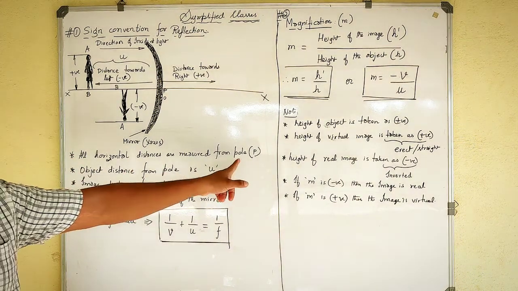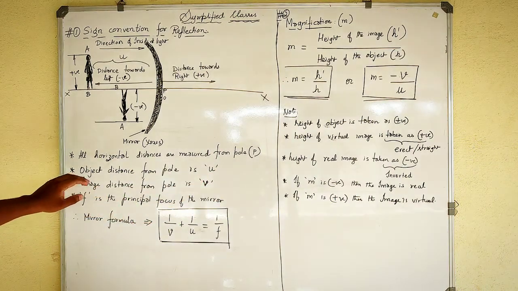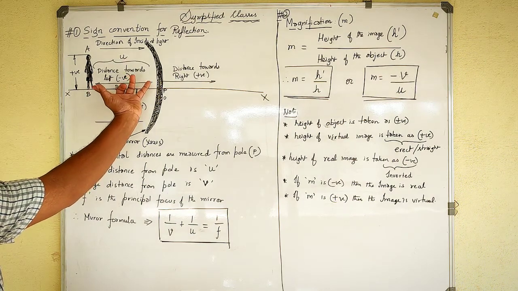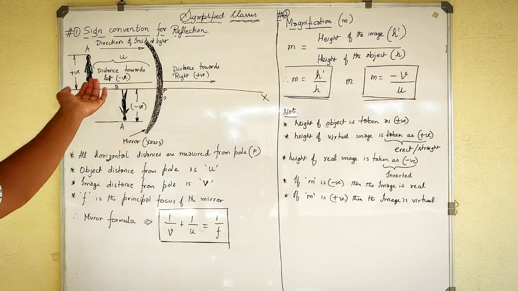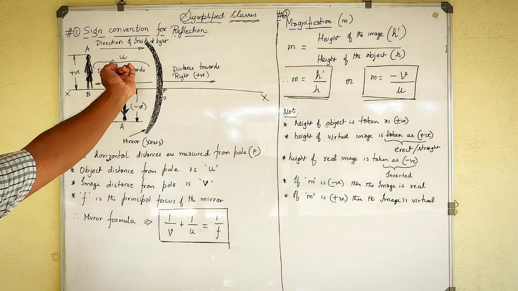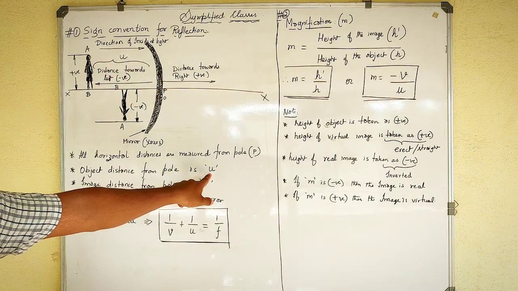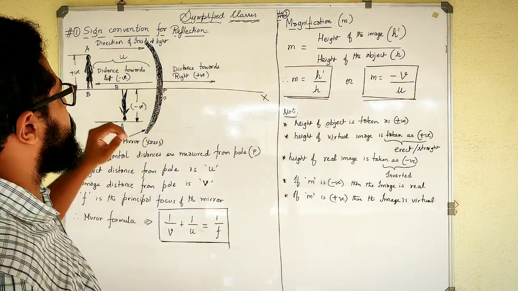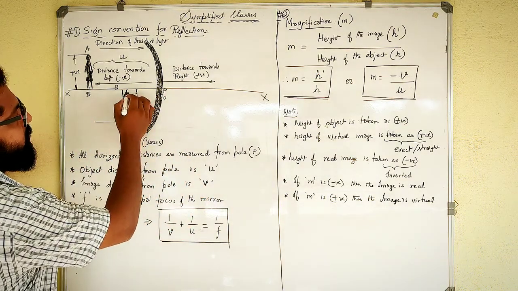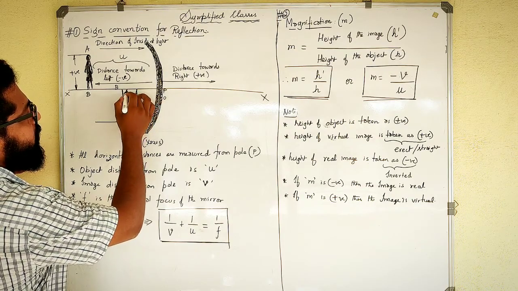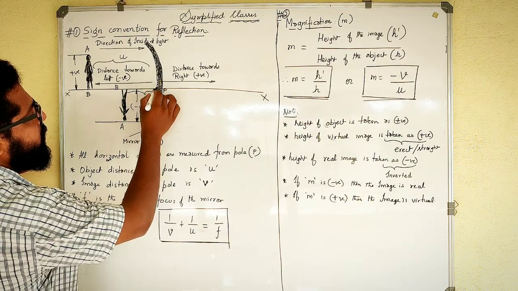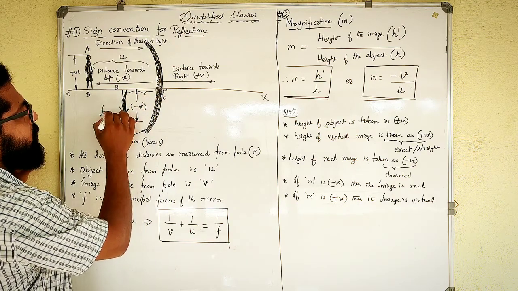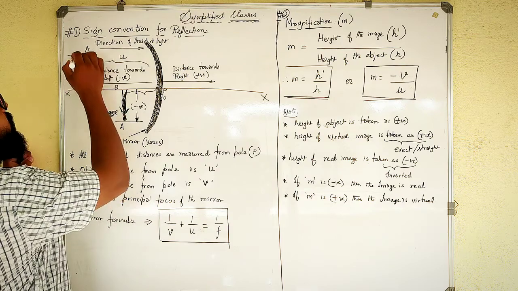All the horizontal distances are measured from the pole. Object distance from the pole is u. If the person is standing towards the left side of the mirror, that distance is the object distance, denoted as u. And the image distance from the pole is v. I'll mark it like this, from the pole to this image. This is the image formed of that person, and this is the object.